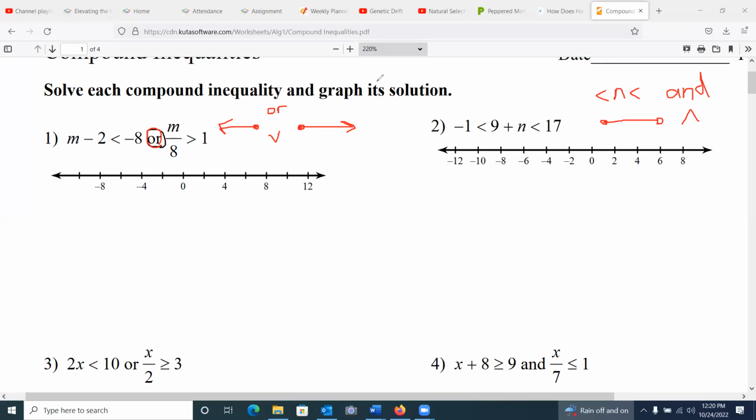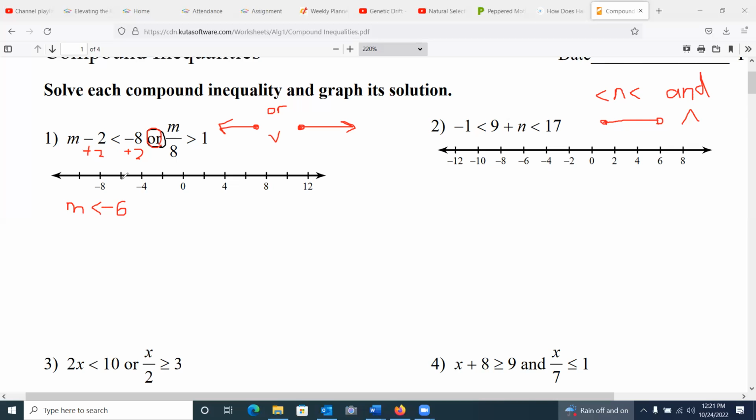So first of all, it really is two different problems on this one. Think of this: I've got m minus 2 is less than negative 8. I'm going to get rid of that minus 2 by doing plus 2, and I'm going to do it to this side as well. So I'm just left with m is less than negative 6. Normally I'd rewrite that, but just for the sake of time, I'm just doing it there. So there's my first one: m is less than negative 6.